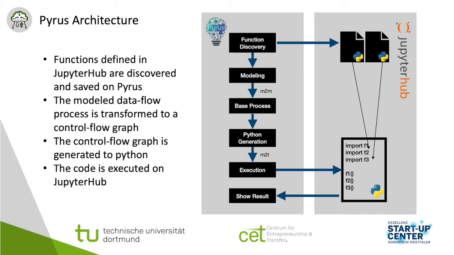The execution of a model is done in several steps. First, the data flow process is translated into a control flow process, as an imperative programming language like Python is to be generated. This so-called base process can then be transformed to Python code. The generated code is in turn sent to the Jupyter Hub, which executes it and returns all the results the code generates. These results are collected in Pyrus and displayed in combination.